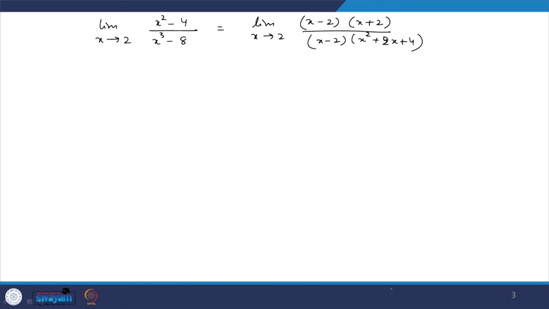Then when x tends to 2, the common factors can be cancelled out because they are not equal to 0. Now you can substitute x equal to 2 directly because this is defined at x equal to 2 now. So it is 4 upon 4 plus 4 plus 4, that is 1 by 3. This is how you can find this limit.